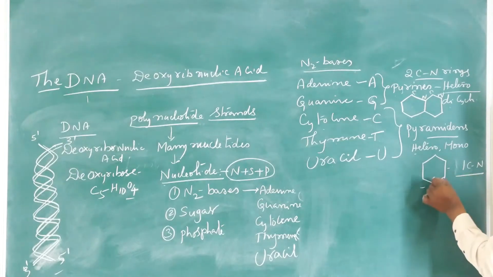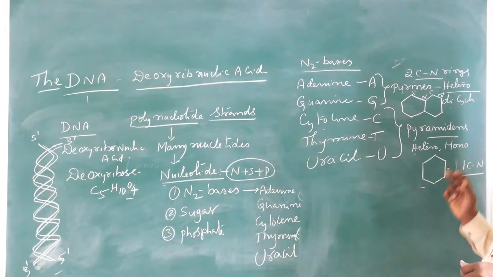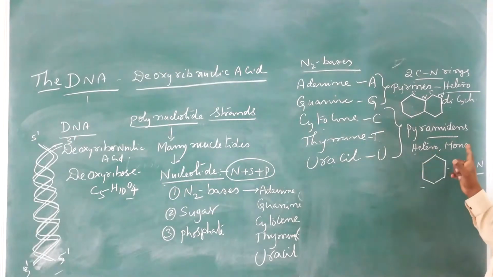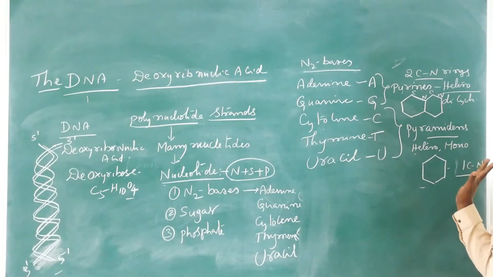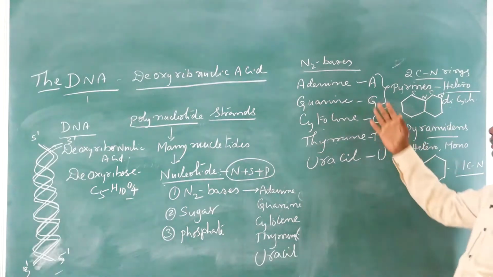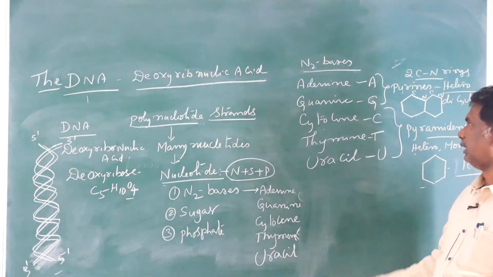So these three are called pyrimidines. Pyrimidines are heterocyclic, monocyclic compounds, having only one CN ring. This type of nitrogen bases are present within the DNA and RNA.